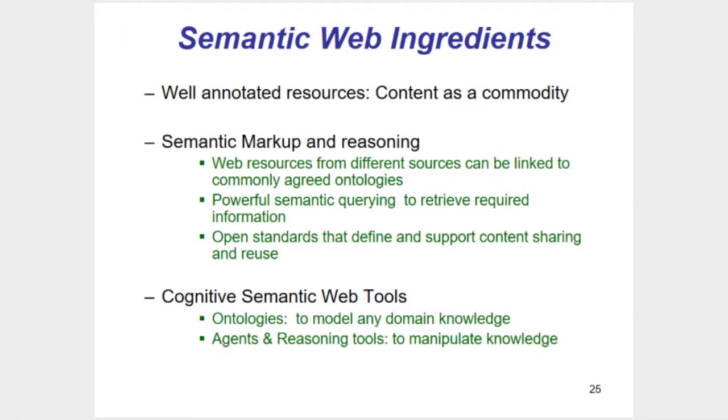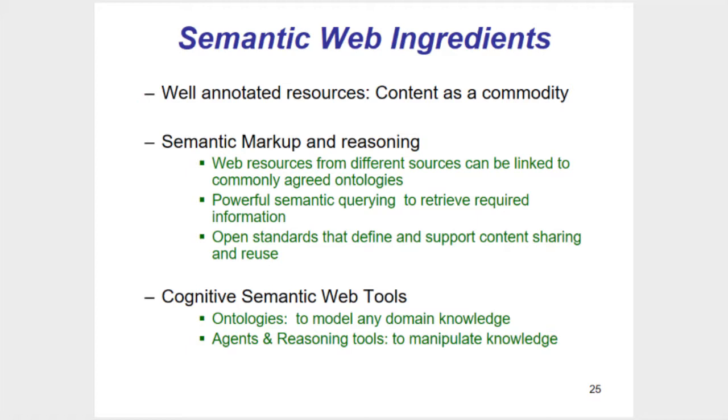So for the semantic web ingredients, the research challenges are how we annotate the resources very well. The resources are this data, the processes, and so on, because the content is very important. Then there is also research on semantic markup and reasoning: how we deal with web resources coming from different sources, how we can link them, and how we can use ontologies to allow people to share them. And then we have powerful semantic querying, how we query this information.